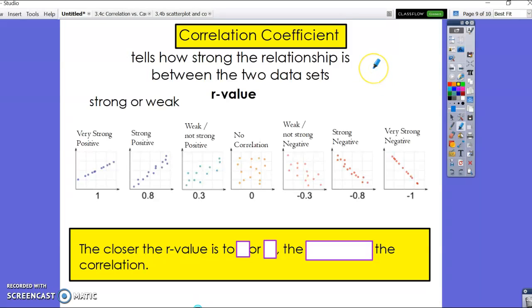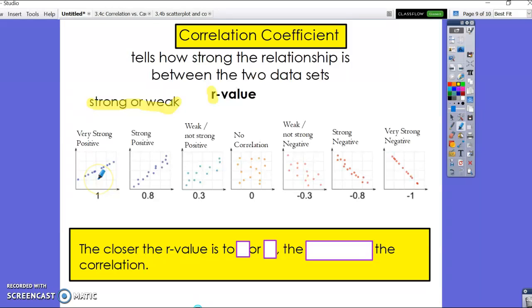The last thing we're going to talk about is the correlation coefficient. So this is a number from -1 to 1 that talks about how strong or how weak the relationship is. When we look at our graphing calculators tomorrow, we're going to talk about the correlation coefficient as this R value, because that's what your graphing calculator will display it as. And so we have some examples here ranging from 1 all the way down to -1.